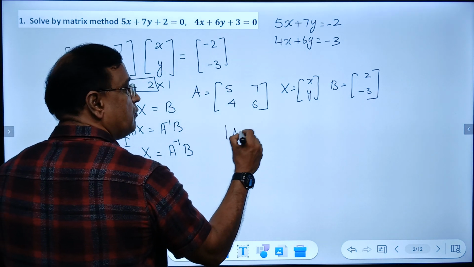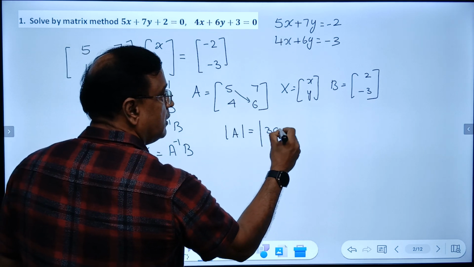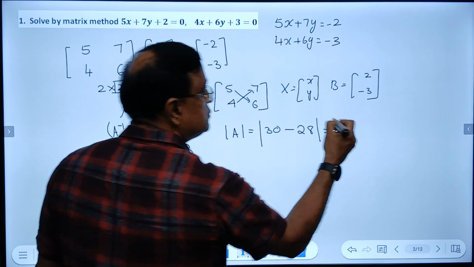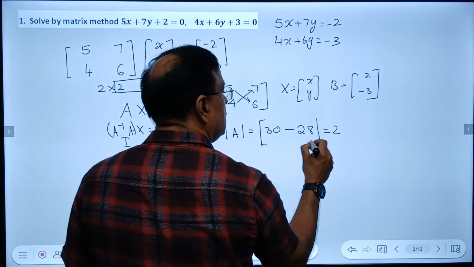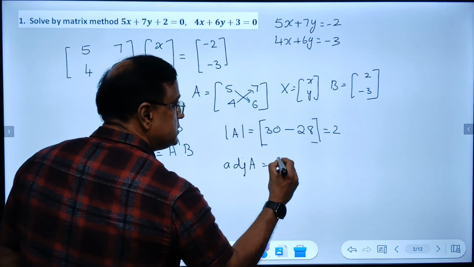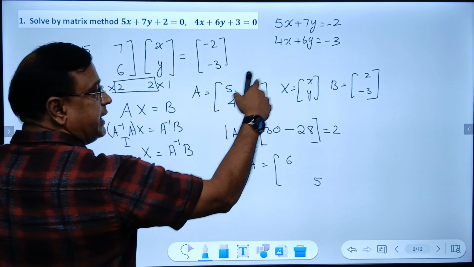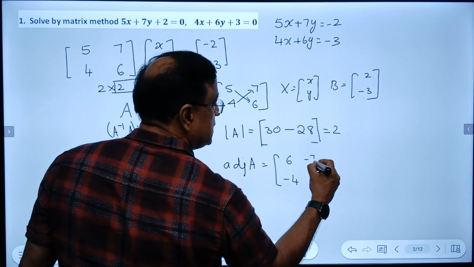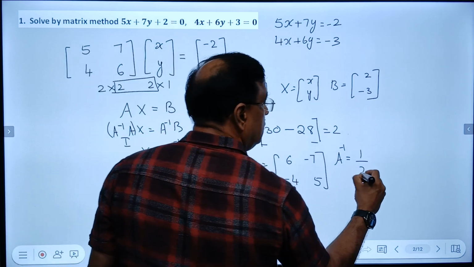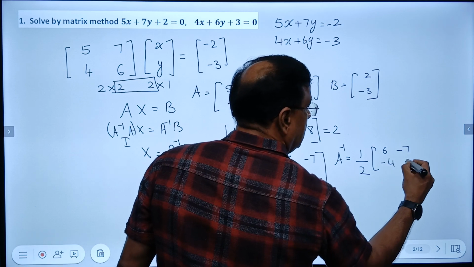For that, first you find the determinant of A. Now how do you find the determinant of a 2 by 2? 5 sixes are 30. While moving up, you put a minus sign. 7 fours are 28. So the determinant value is 2. Now what is the adjoint? I told you the shortcut, right? The adjoint of A is just to interchange the main diagonal, so it is 6 and 5, and change the sign of the others. This is -4, this is -7. So now what is A inverse? A inverse is 1 by determinant of A, that is 1 by 2, into adjoint of A. So I have found A inverse.